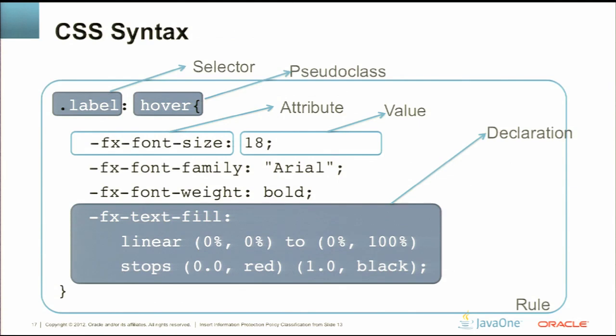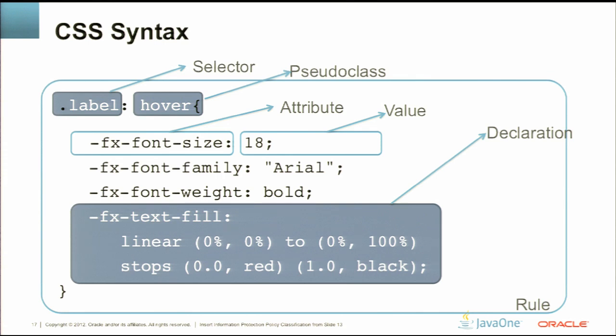And this is the syntax. You have the rule, and you have the selector that we were mentioning. In this case, the selector is label, and then you have a pseudo class that is hover. All you have inside is the definition of your style. So what you're saying is this particular rule will apply to anything that is of label type. It's going to apply a font size of 18, font family Arial, the font weight, and then the fill color.